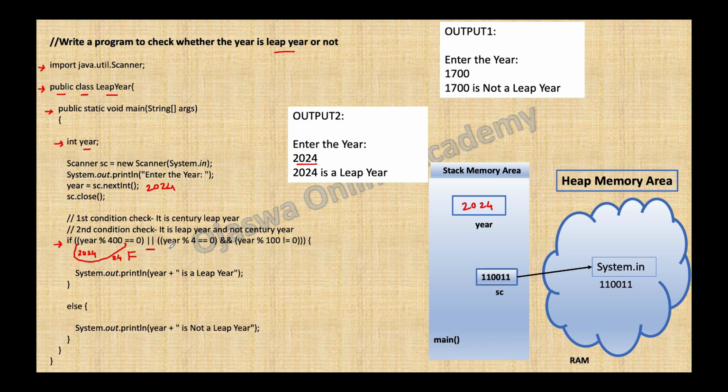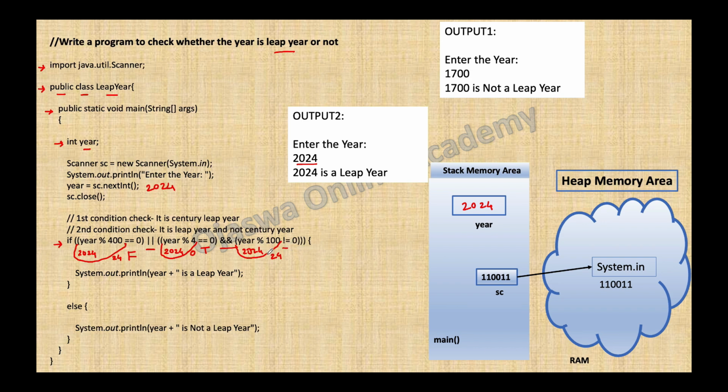The next condition is year modulo 4, that is 2024. When divided by 4, the remainder is 0. So 0 equal to 0, this condition becomes true. But we are using the AND operator, so we need to have both the conditions true. Only then the control goes inside the if block. That is why the next condition is also checked. 2024 divided by 100, the remainder is 24. 24 is not equal to 0.